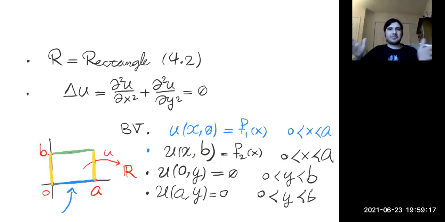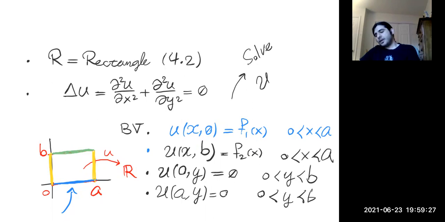There's no time, right? It's just a function on a subset of R2. So the goal is to solve these equations and see if we can find some u, or if we can show there exists some u, or something like that. So again, we are going to use the product method. Our approach again is the product method.